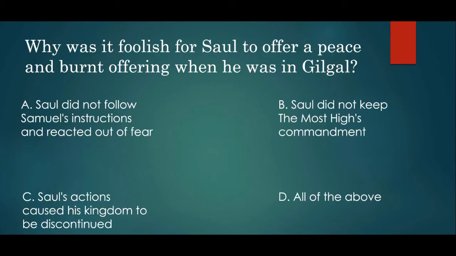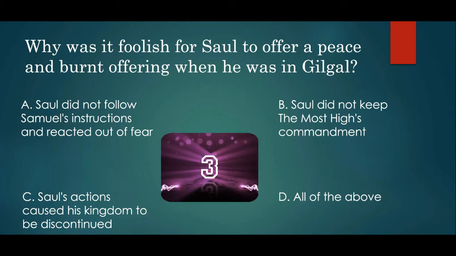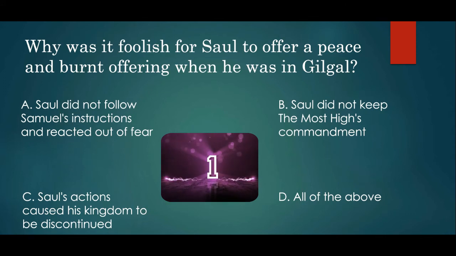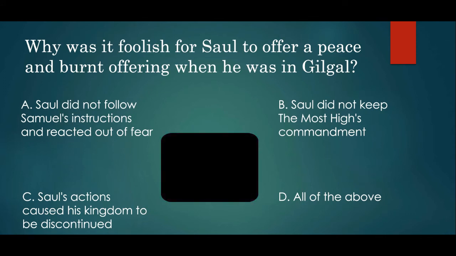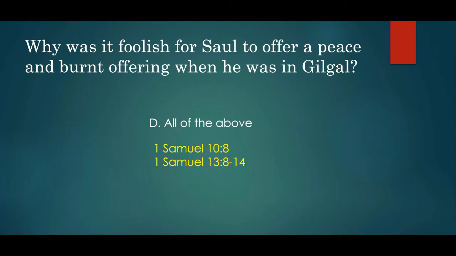Why was it foolish for Saul to offer a peace and burnt offering when he was in Gilgal? A. Saul did not follow Samuel's instructions and reacted out of fear. B. Saul did not keep the Most High's commandments. C. Saul's actions caused his kingdom to be discontinued. D. All of the above. The correct answer is D. All of the above.